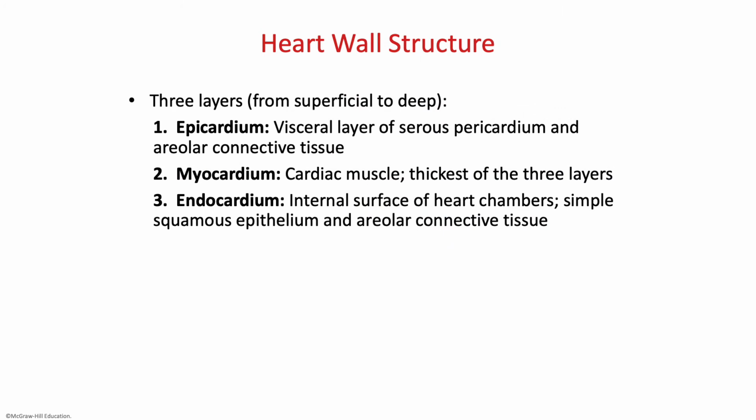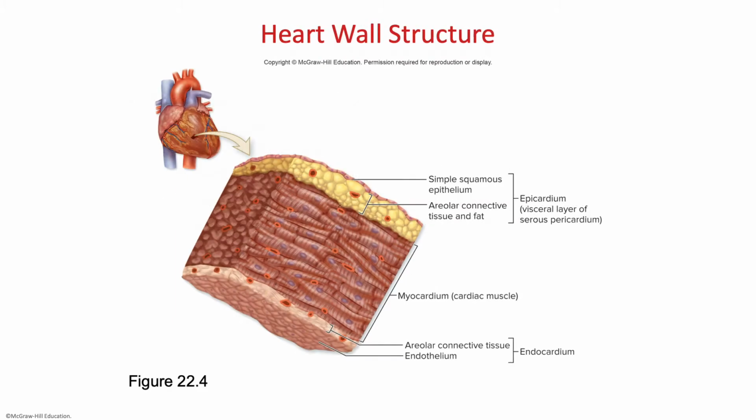And here's a description of those three layers from superficial to deep, remembering that the epicardium is that visceral layer of serous pericardium. And here is another inner look at those three layers. You can see the myocardium is the thickest muscular layer of cardiac muscle, and that's where we get the branched histological views of the heart that we're familiar with, those intercalated discs.